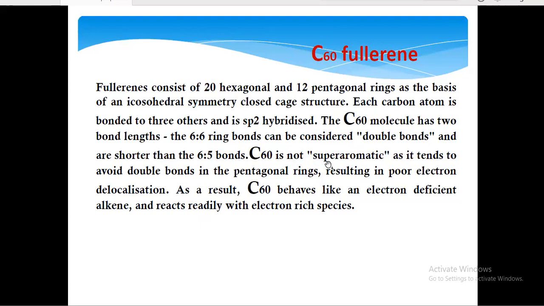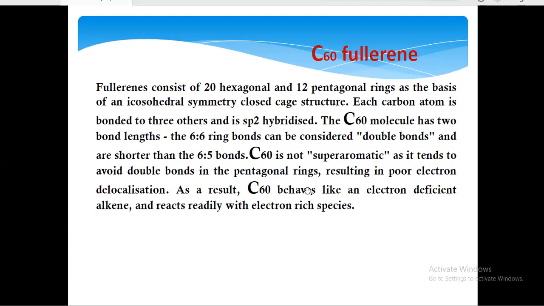C60 is not super aromatic, as it tends to avoid double bonds in pentagonal rings, resulting in poor electron delocalization. As a result, C60 behaves like an electron deficient alkene and reacts readily with electron rich species. See, we know that if the electrons are not delocalized, suppose C60 is poor in electron delocalization, that means there will be less stability, and the structure will be hungry for gaining more electrons to gain stability. So that's why it is written here that C60 is not super aromatic.